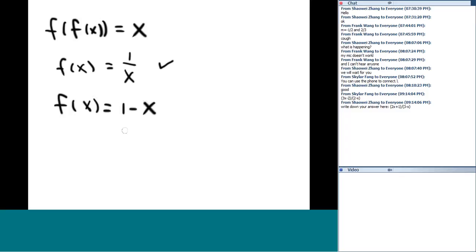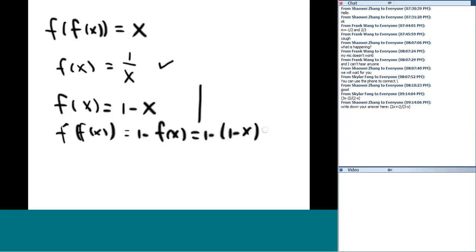Log x? Log x is not good. Okay, y minus x is good. So f(x) equals y minus f(x) to y minus x. Okay. Who else has an example?